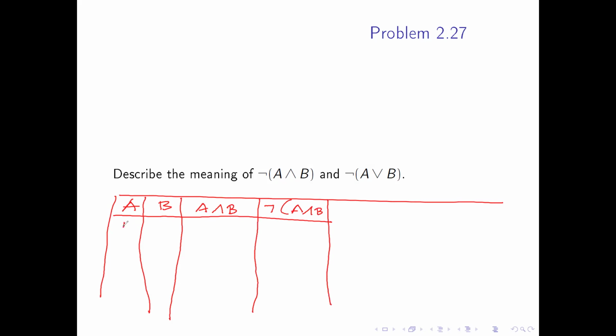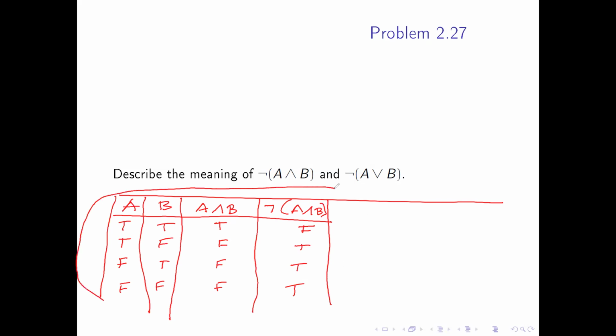Now, since I have A and B, this is going to be true and true, or true and false, or false and true, or both false. In that situation, A and B would be true, false, false, false. So the not portion is going to make this false, true, true, true. It just flips the order of things. So this is a truth table, like I want you to do, for this particular logic.